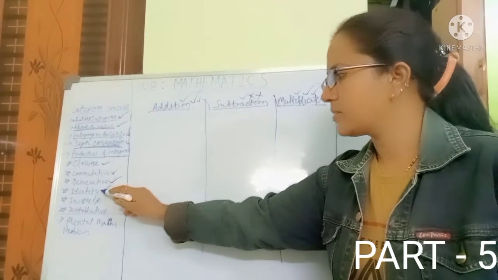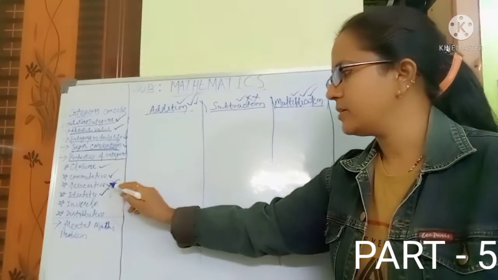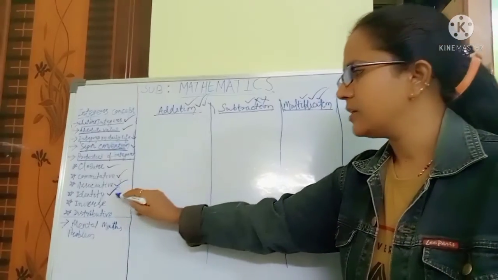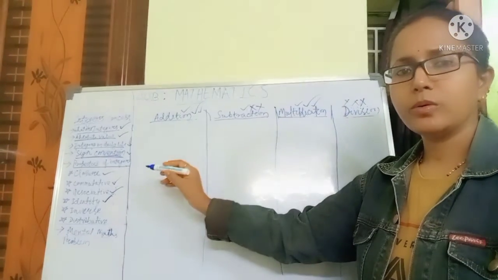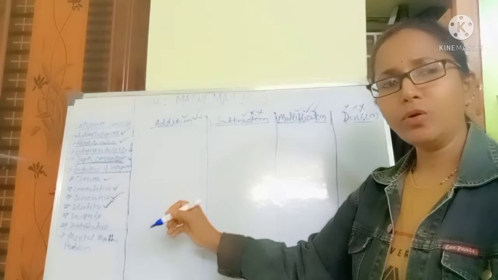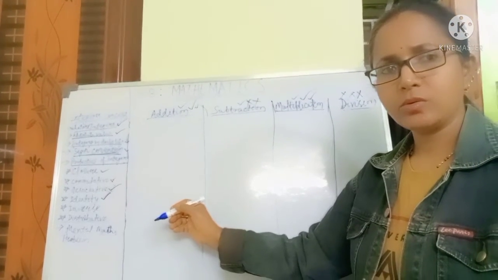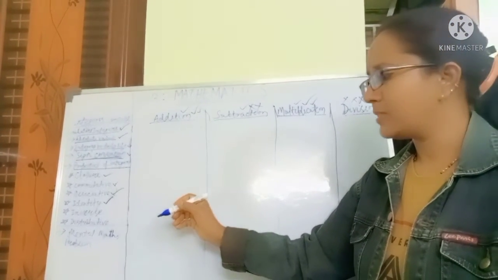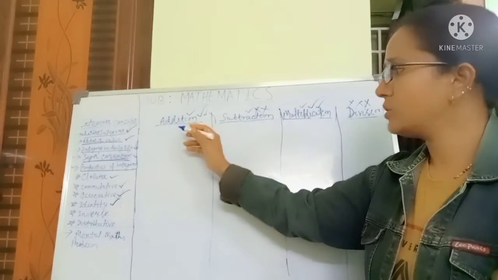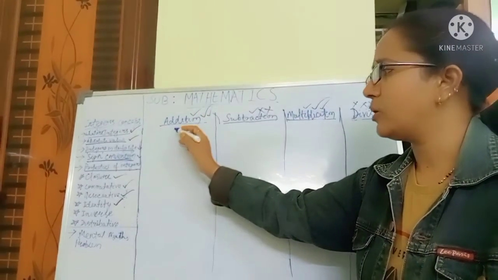Now we'll discuss the identity property. What do we mean by identity? If a number has a value and that value never changes with any operation, then it is known as the identity. We'll check how the value does not change with each operation.